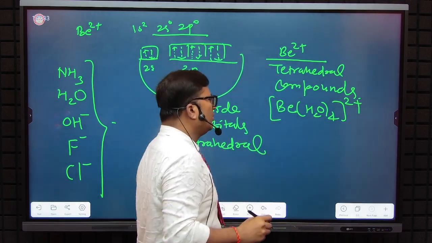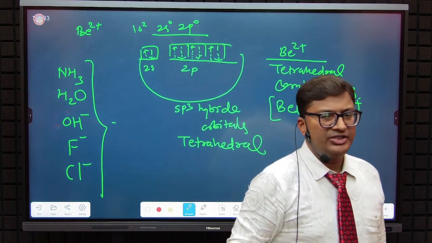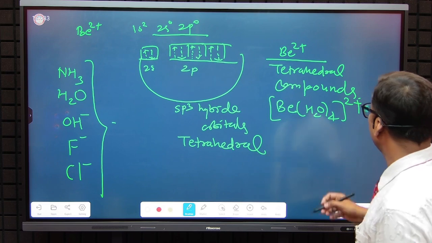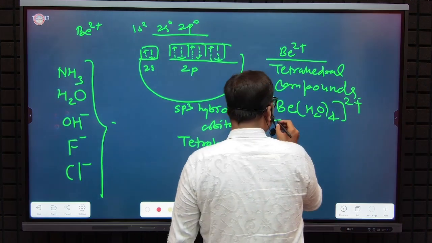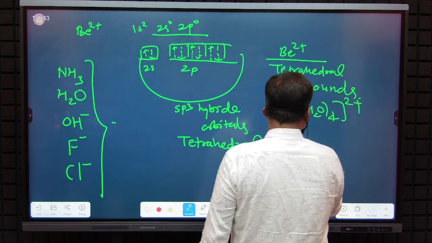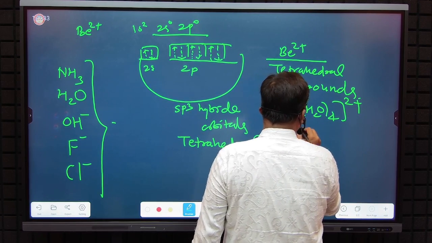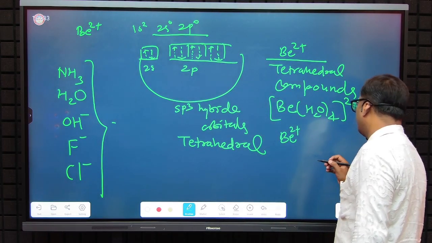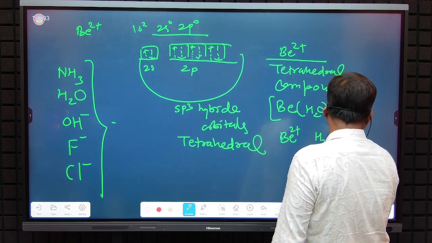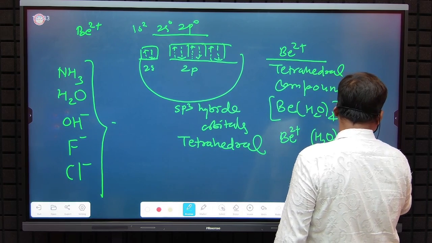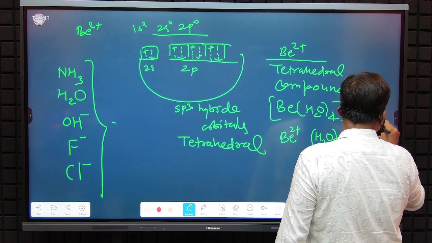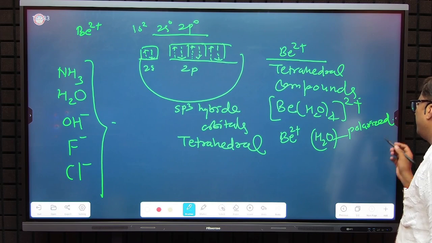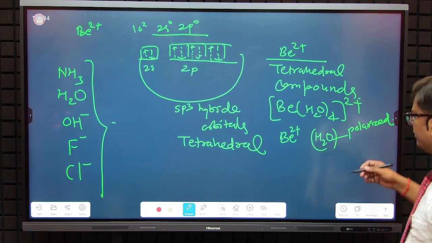In the aqueous medium, beryllium exists as a tetra-aqua complex. Because of the Be2+, this H2O ligand is polarized, right? And this complex is not stable and undergoes hydrolysis, right?